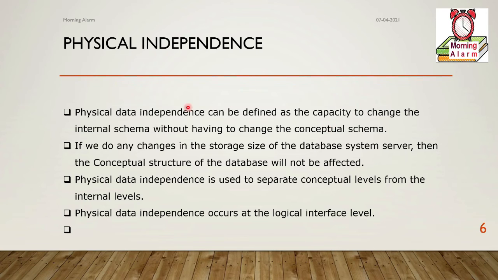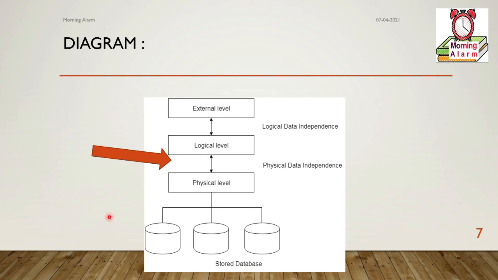This is physical independence. Physical data independence can be defined as the capacity to change the internal schema without having to change the conceptual schema. If we do any changes in the storage size of the database system server, then the conceptual structure of the database will not be affected. Physical data independence is used to separate the conceptual level from the internal level. Physical data independence occurs at the logical interface level. I'm going to explain this by using the diagram. If we do any changes in the storage, that means expanding of storage, it wouldn't be affected on the logical level.